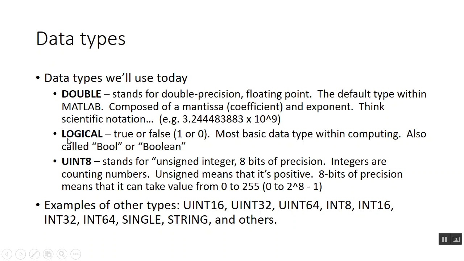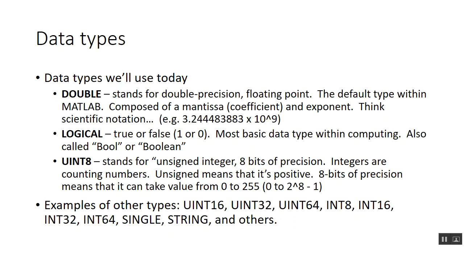Okay, then there's a logical type that we need to talk about, and that's really easy. It's either true or it's false, and that's the most basic type inside of computing. They're also called bools or booleans. And lastly, uint8, and what that stands for is an unsigned integer with 8 bits of precision.